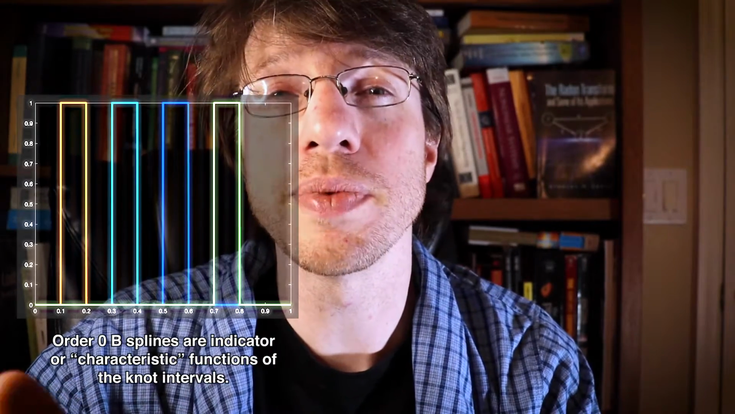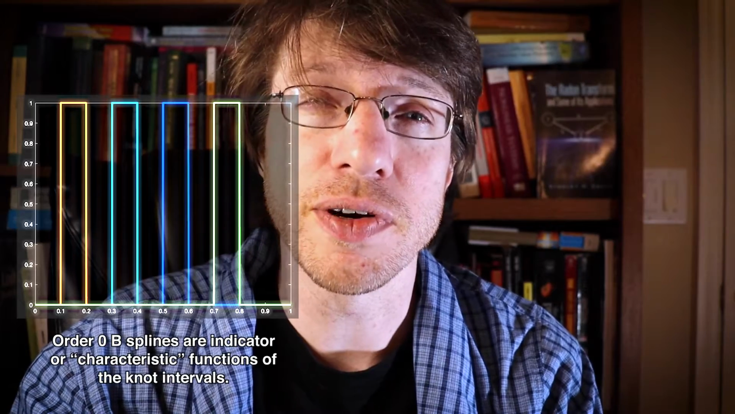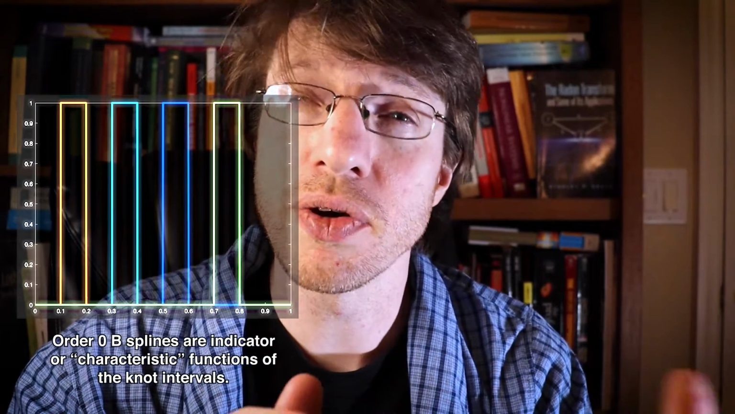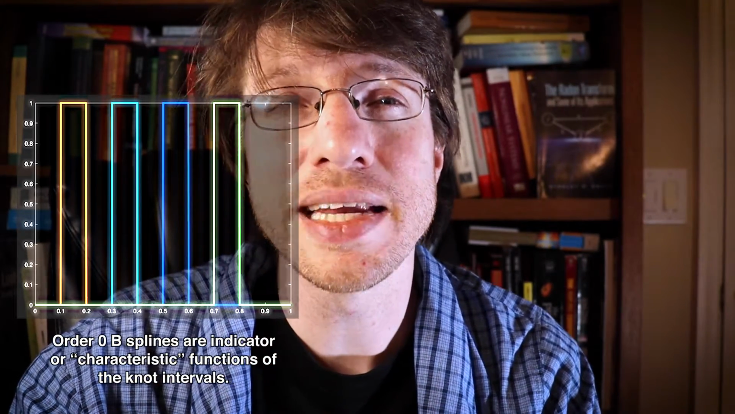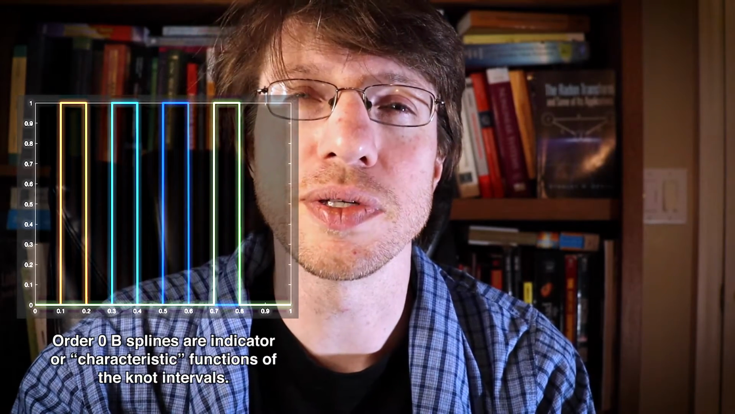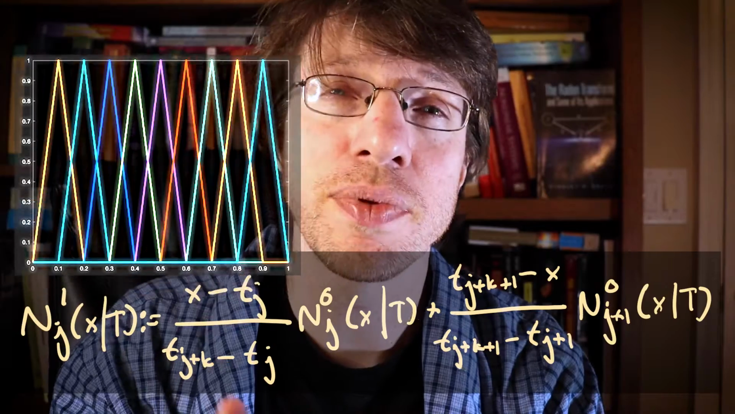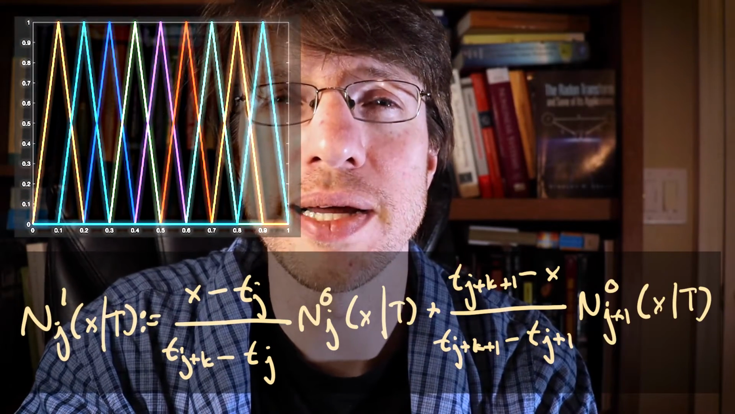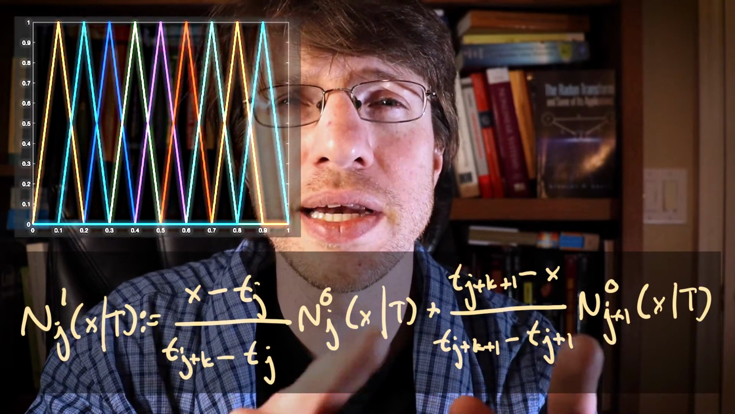The order 0 B-spline is simply the indicator function for that interval itself. So it's going to be 0 outside of there and 1 inside the interval. And then you use this in order to construct higher order B-splines. So you'll take your constant B-splines and you'll use a sort of combination of them in order to make the order 1 B-splines. In particular, what you do is you take the jth order 0 B-spline and the j plus first order 0 B-spline, and then you multiply them by 2 linear functions.